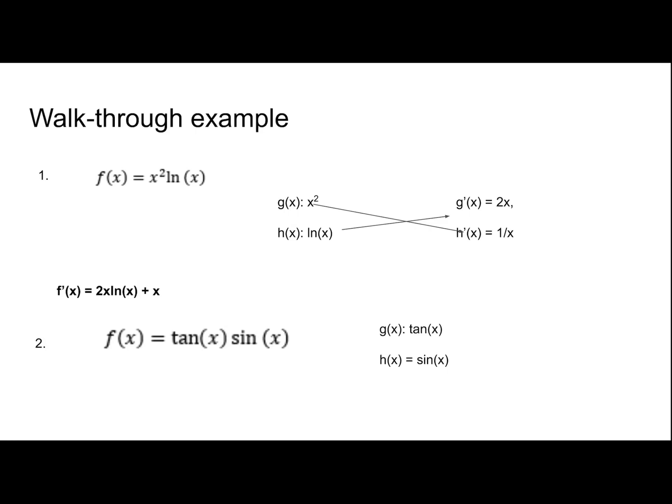In this case, I've said g of x is tan of x, and h of x is sine of x. If we take the derivative of both of these functions, we get g dash of x equals secant squared of x, and h dash of x equals cos x. Once again, applying our product rule, we can draw two arrow lines. The first part of the equation is tan x times cos x, and the second part is secant squared of x times sin x. Putting these two together, we get f dash of x equals sin x times secant squared of x plus tan x times cos x.